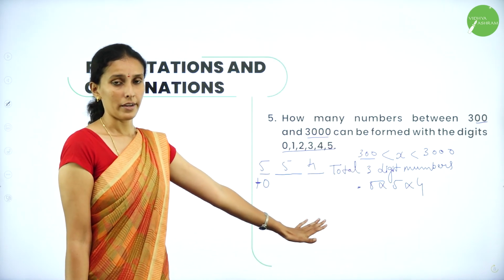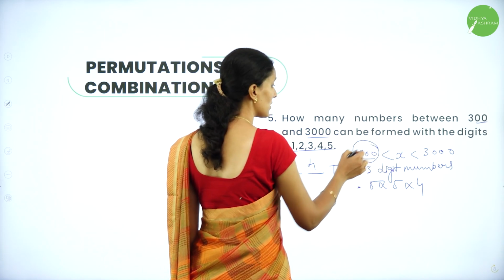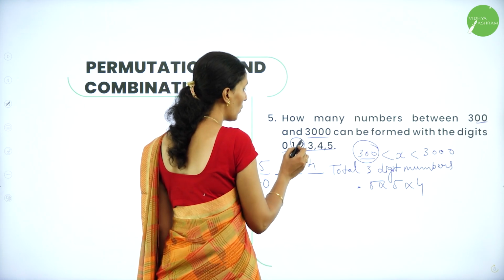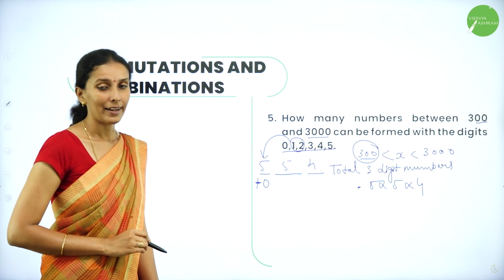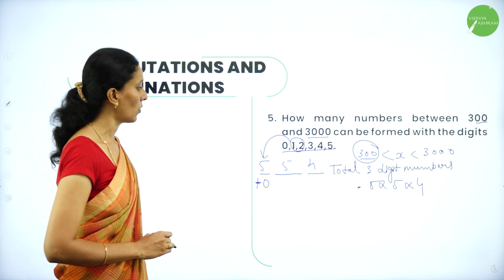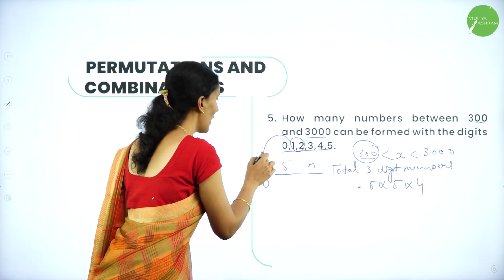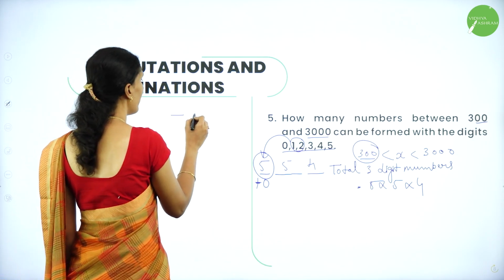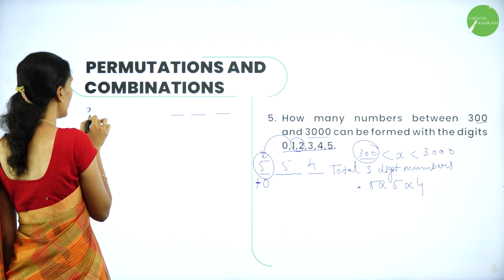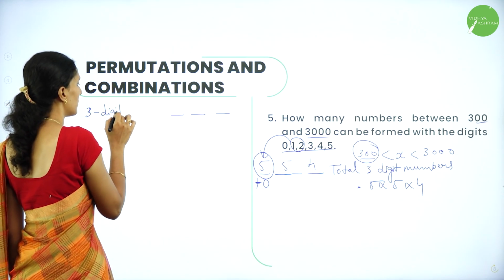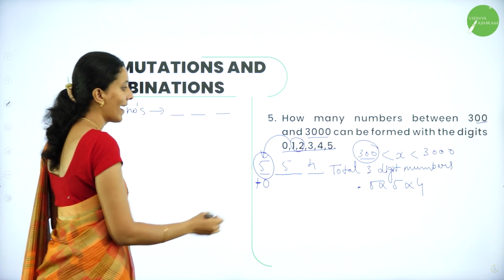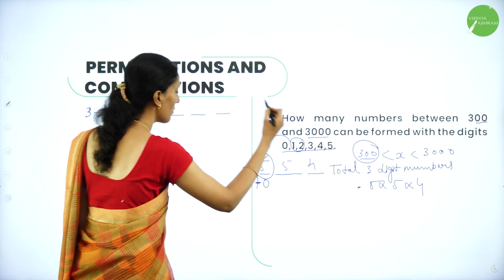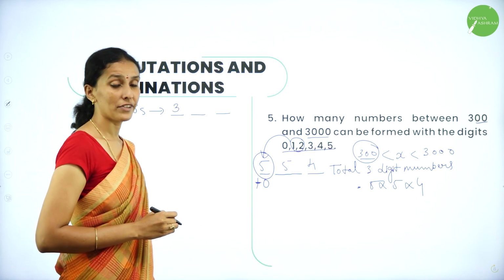But our assumption is wrong here. Why? They have given that the number must be greater than 300. So if the number is greater than 300, I cannot take 2 and 1 in the first place also. So here is a restriction in my first place, not only for 0 but also for 1 and 2. So if I have to form a 3-digit number, I cannot take 0 as well as 1 as well as 2. So my only choice is 3, 4, 5. So I have 3 choices in my first place.